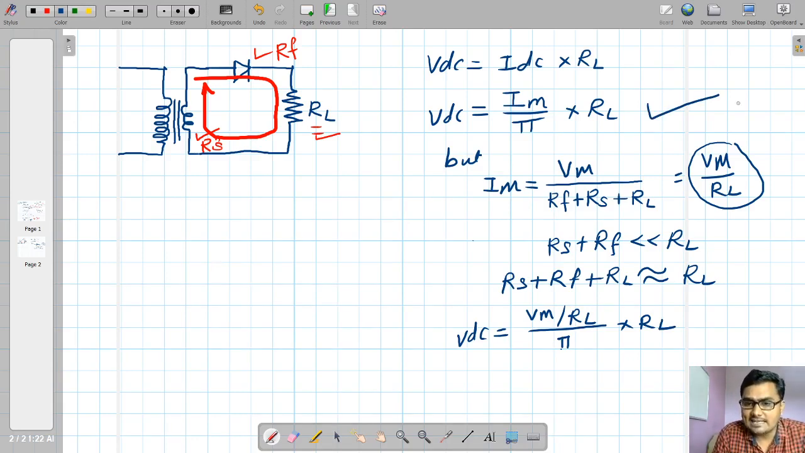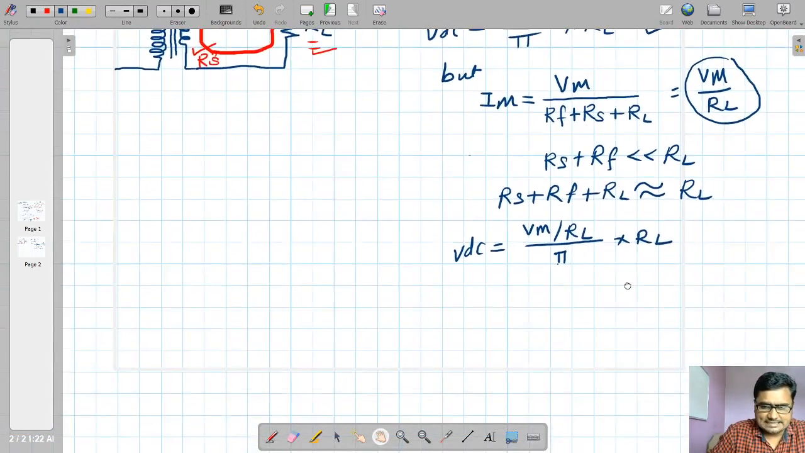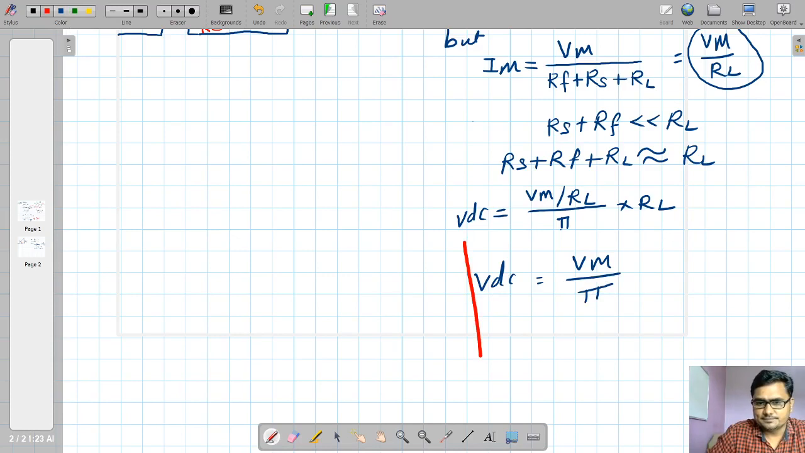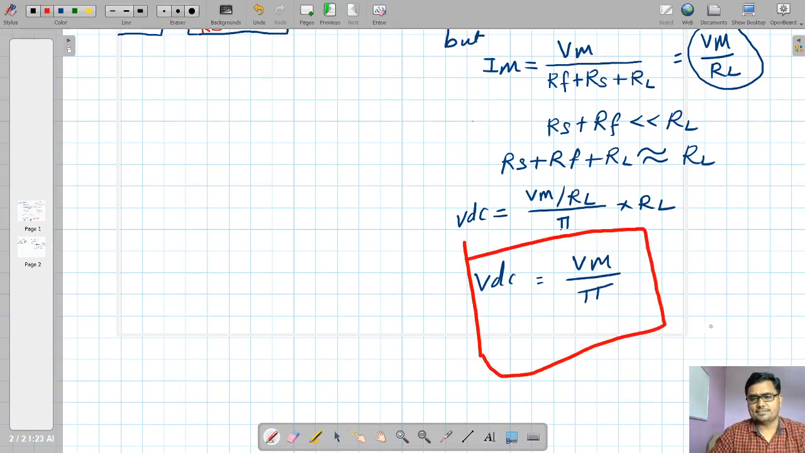Then this RL and RL, can I cancel them? Then VDC becomes, finally, VDC will be Vm divided by pi only, and this is the actual value of average voltage. VDC is equal to Vm divided by pi.